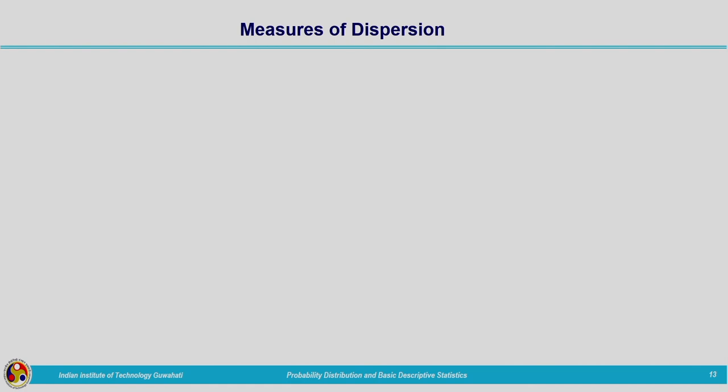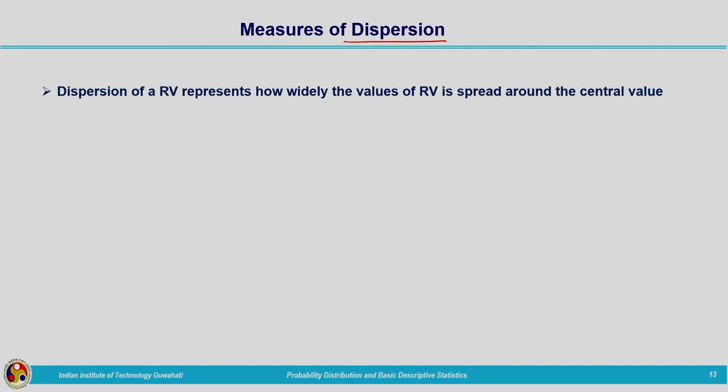Now, we will move on to measures of dispersion. Dispersion represents the variability in the data. So, dispersion of a random variable represents how widely the values of the random variable are spread around the central value. Central value is represented by the mean value, and surrounding the mean value, how the random variables are distributed or how widely these random variables are spread.